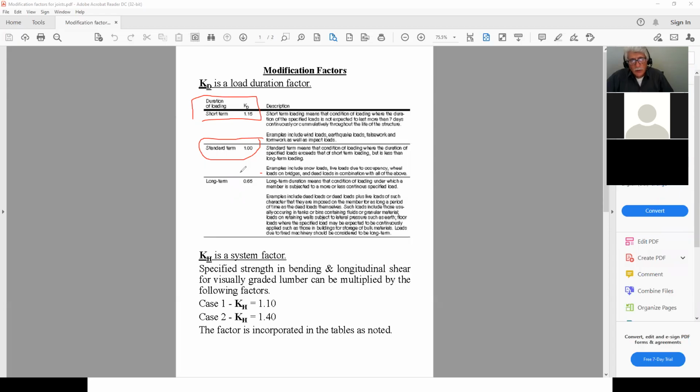And of course, this is where it hurts you. If you forget that you have a long-term load and your KD value drops down to 0.65, well, this is going to hurt you because you're losing 35% of the strength because you're not taking into account the load duration, okay? So your KD value here is 0.65, and that's whether you're doing it for the shear or for the moment. So it makes no difference. That's something that you have to really consider in your design.